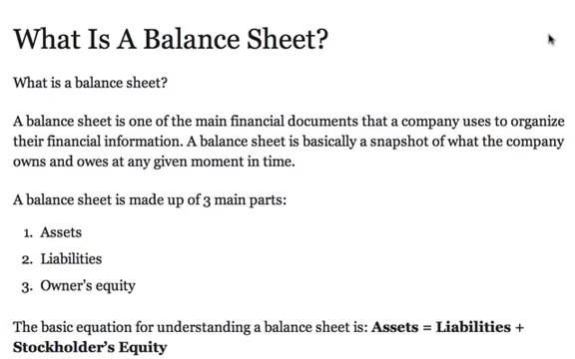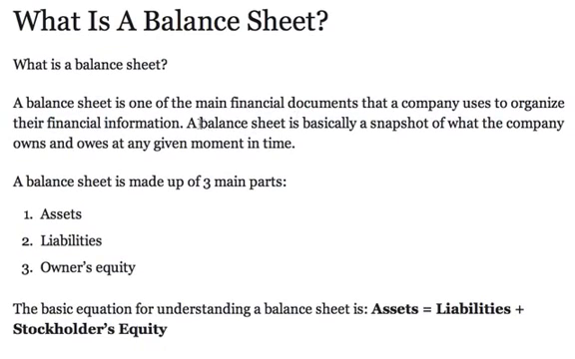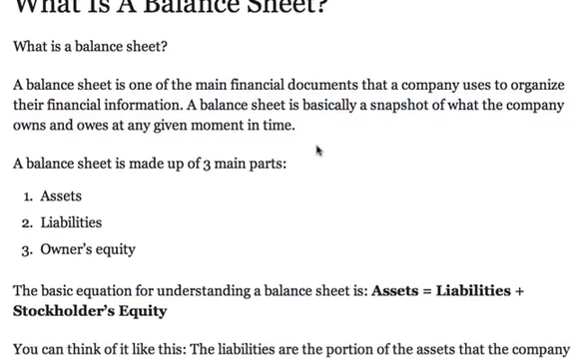Alright, in this accounting101.org video, we're going to go over what a balance sheet is. A balance sheet is one of the main financial documents that a company uses to organize their financial information. Basically, it is a snapshot of what the company owns and owes at any given moment in time. That's a really simple way to think about it.